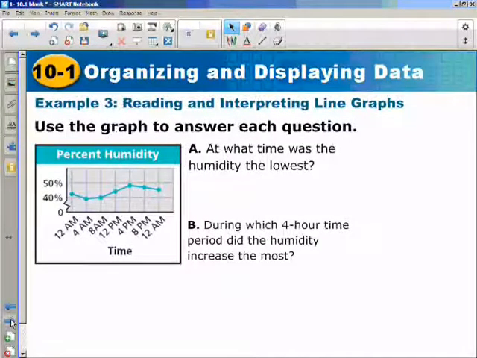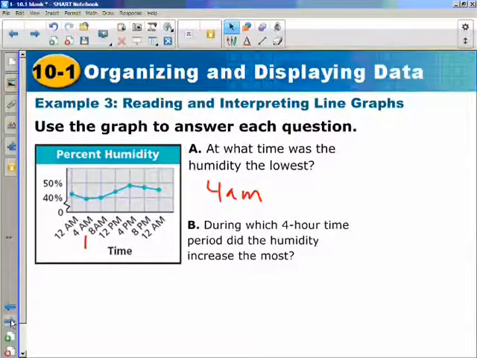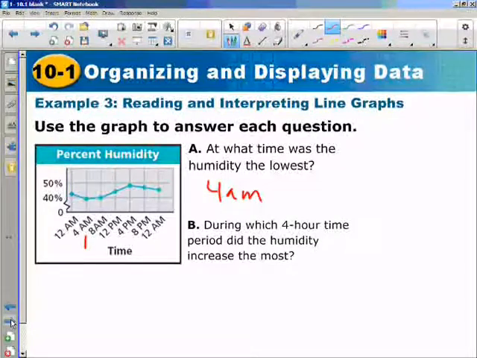All right, we're going to use this graph here to answer each question. At what time was the humidity the lowest? And if you look at the graph and look at the dot, it looks like at about 4 a.m. During which 4-hour time period did the humidity increase the most? And this is going to be between which period, so we want to see the steepest slope, and it looks like roughly the same from 8 to 12 or 12 to 4.